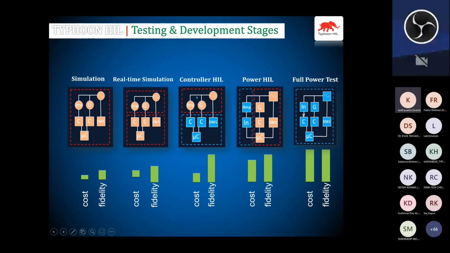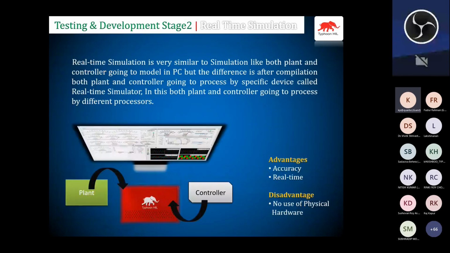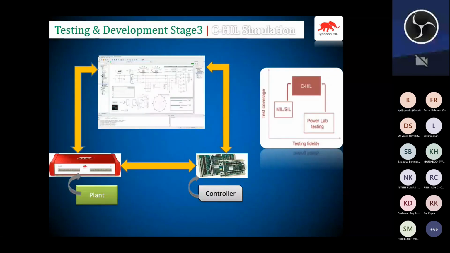So this is controller hardware in loop simulation, and we are using the actual controller like this. Here you can see that we are using the actual controller and the plant is digital, and with the usage of the actual controller, we are able to cover high fidelity tests with this controller hardware in loop simulation.